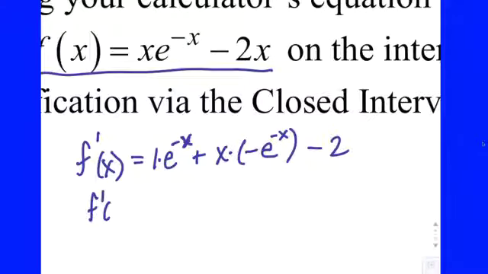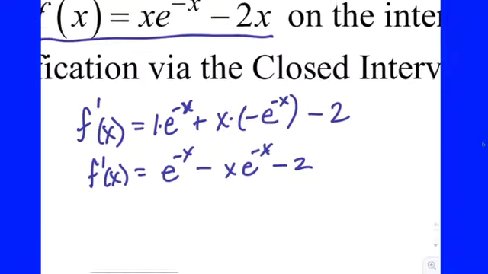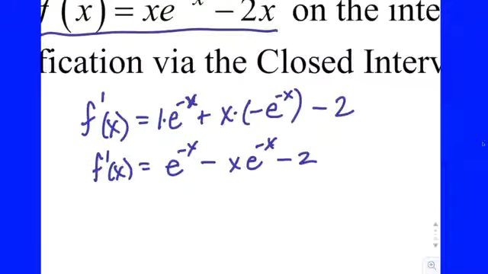So let's clean that up just a smidgen. That's going to be e to the -x minus x e to the -x minus 2. Now, is that ever undefined? We always consider it first. Is that function ever undefined? No, it's defined everywhere, right? Because it's a combination of exponentials and a constant. So f prime is never undefined. So the only critical values we're looking for then are where it's equal to 0.